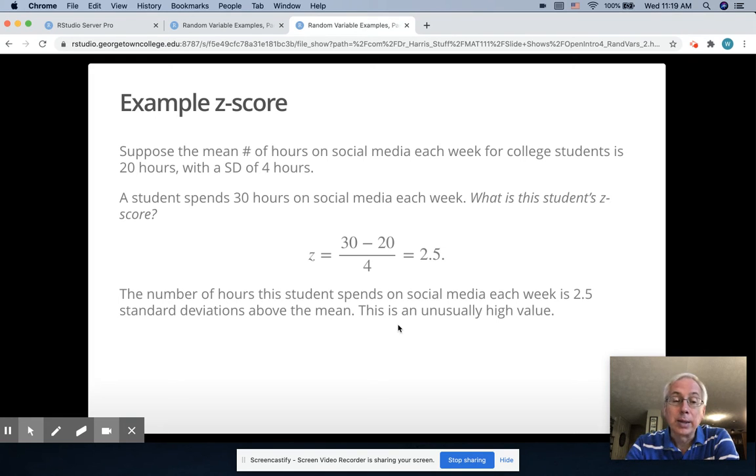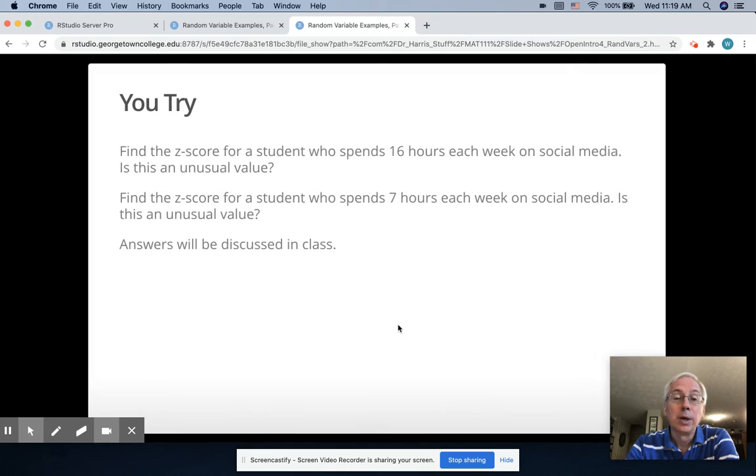I'd like you to practice with 2 other students, one of whom spends 16 hours each week on social media, and the other one who spends 7 hours each week on social media. So compute the z-score in each of these cases and answer the question, is this or is this not an unusual value? And we'll talk about this in class.